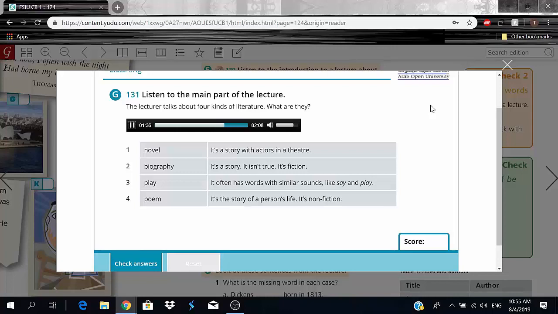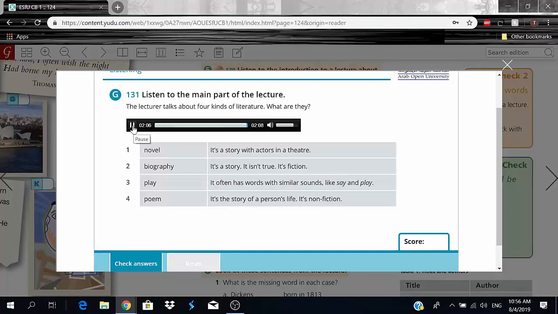Finally, there are poems. A poem is often about one idea, for example, love or nature. Many poems have words with similar sounds. We call this rhyme. For example, say and play, or write and night. Shakespeare was a very good poet as well as a writer of plays. Right, let's look at each kind of literature in more detail.